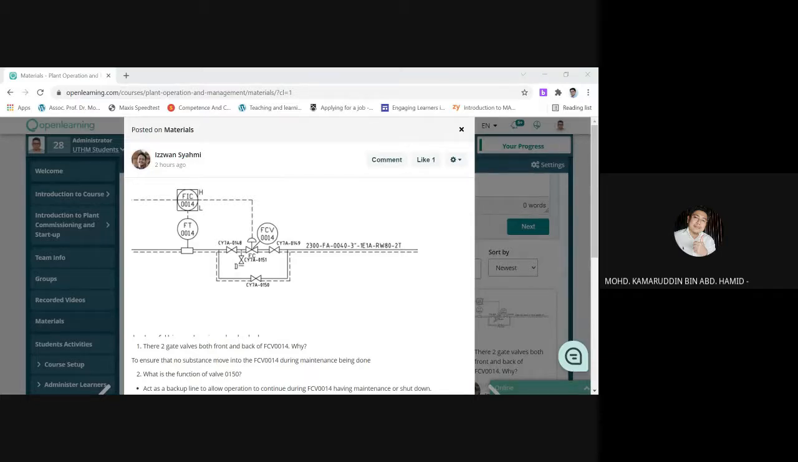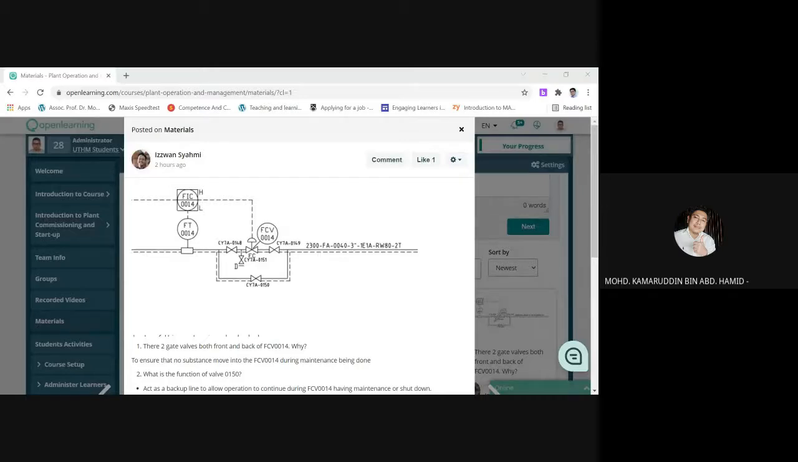In this case, it's 0148. You need to close 0148 and also close 0149 because you don't want to have any flow go to that control valve. So you close dua-dua ni. Dan baru you boleh buka 0150. Then you will have a bypass.